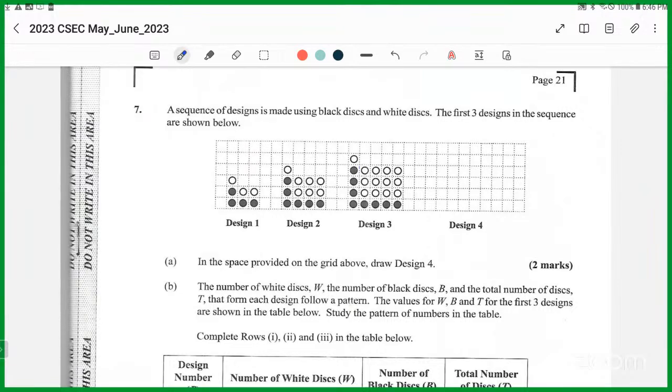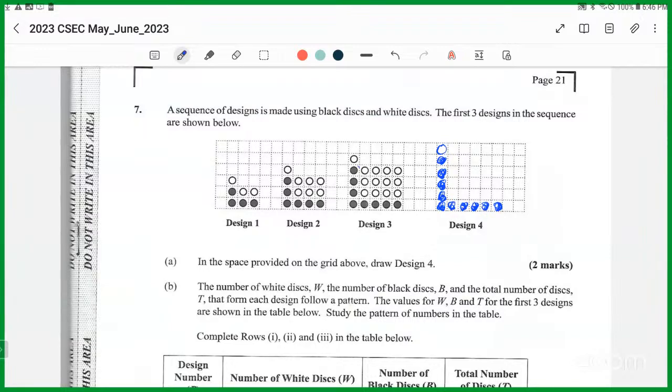Design 4 is going to have one additional black disc up here. We have 4 here, so we're going to need 5 now. 1, 2, 3, 4, 5 black discs. I'm drawing it blue. We're going to have a white one on top, like that. Then here you're going to have 4. You need 1 more, to keep increasing. You need 5 again. 1, 2, 3, 4, 5.